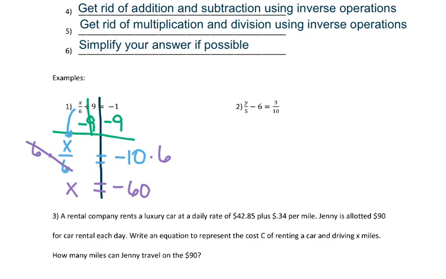Moving on to example 2, I'm going to go a little bit faster. The first guideline doesn't apply. The second guideline doesn't apply, combining like terms. And the third guideline doesn't apply because we have the variable on one side of the equal sign already. So I'm going to get rid of subtracting 6 by adding 6 to both sides.